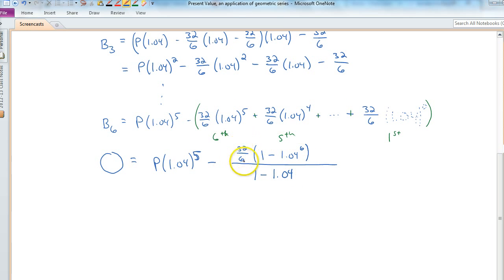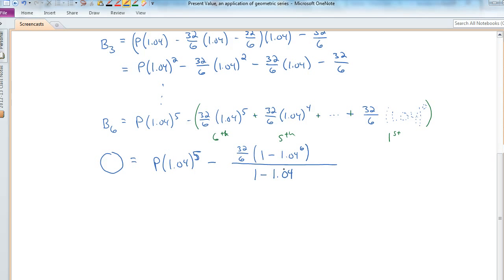Recognize that 32/6 is the first term. 1 minus r to the n. R is the easy part, 1.04. N represents the number of terms, and if you look the way I've written this down, there are clearly 6 terms. A lot of students look at this 5 right here and they think, oh, there are 5 terms. But if the first term has a 0th power exponent, and the last one has a 5th powered exponent, then there are 6 terms. And the denominator is 1 minus 1.04. And the goal here is to solve for P.